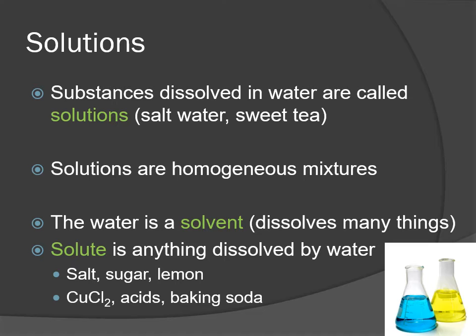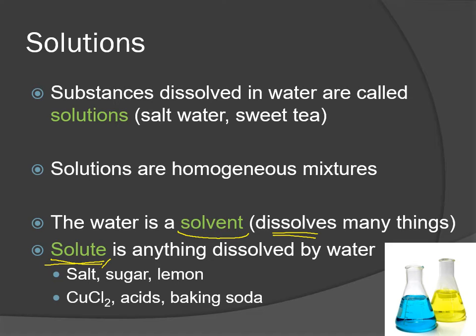So substances dissolved in water are called solutions. Solutions are homogeneous mixtures. This water is the solvent, and the word solvent down here, let me underline it. So the word solvent down here is whatever does the dissolving. So water dissolves things. Water doesn't get dissolved by anything. Water actually does the dissolving. So we call that always the solvent. Anything that gets dissolved is the solute.